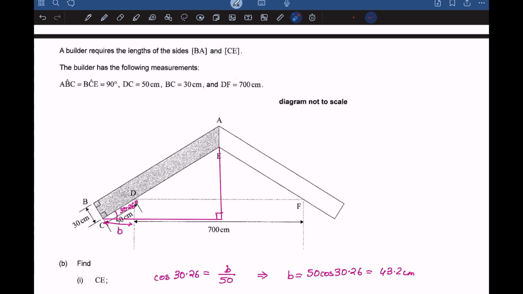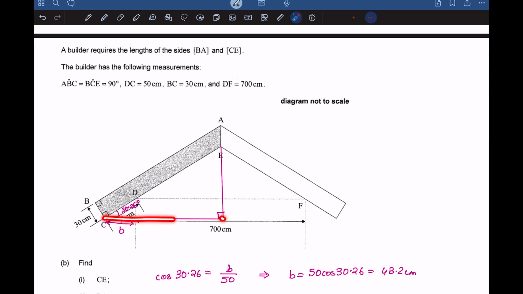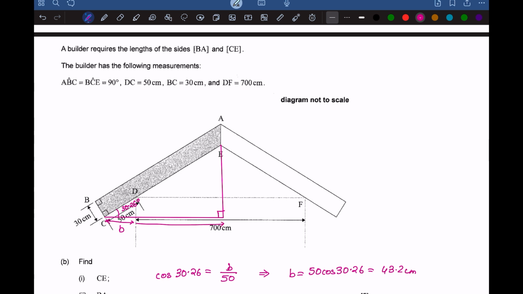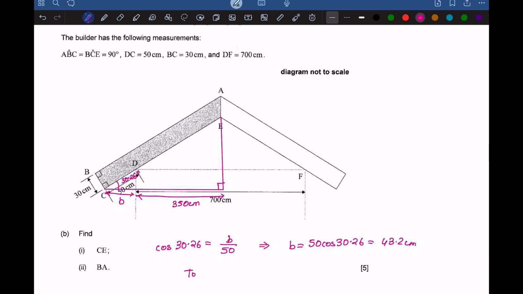Now this total base length from here to here, this one is 43.2, right? And this part is half of 700, so this part should be 350. So this part here is 700 divided by 2, which is 350 centimeters. So the total base length would be 350 plus 43.2, which gives you 393.2 centimeters. That's your total base length.